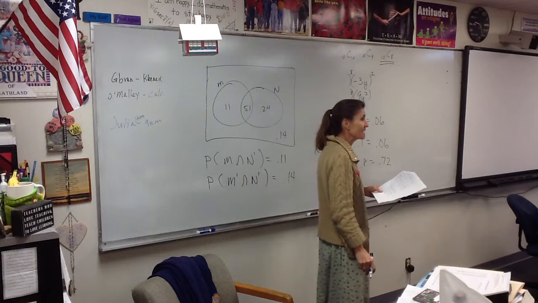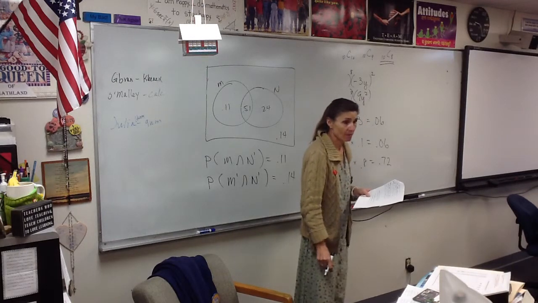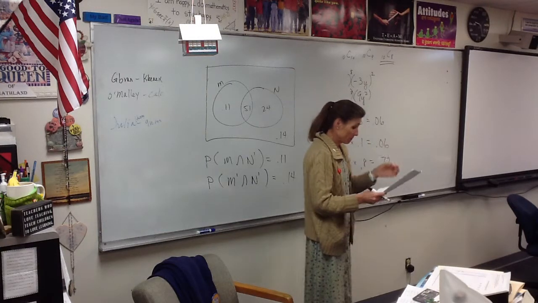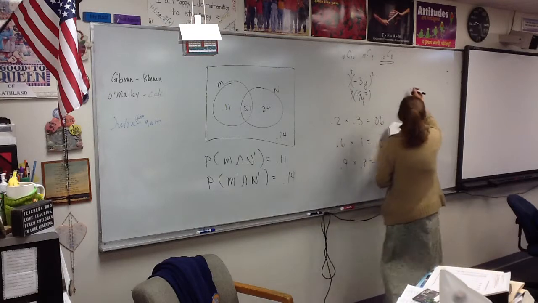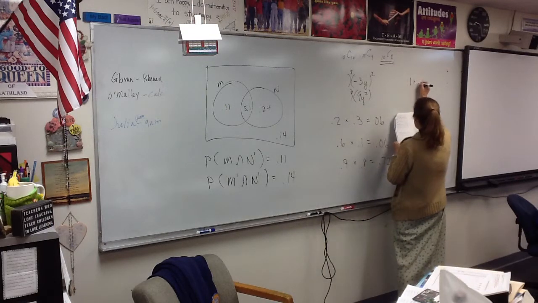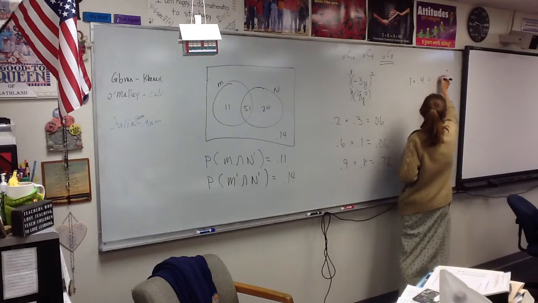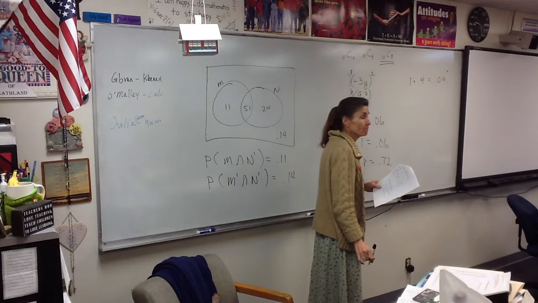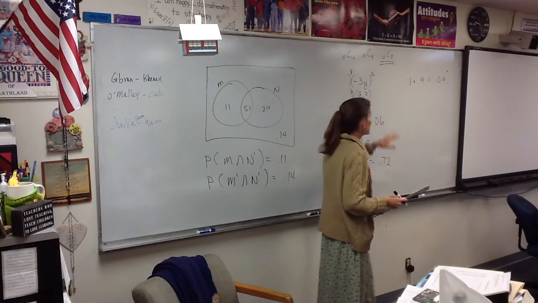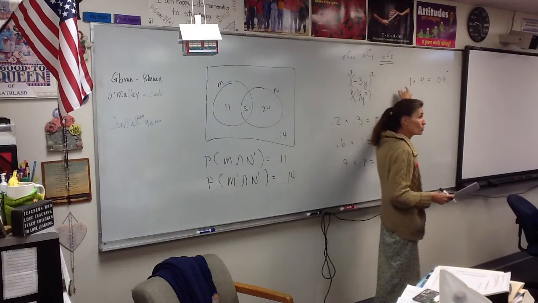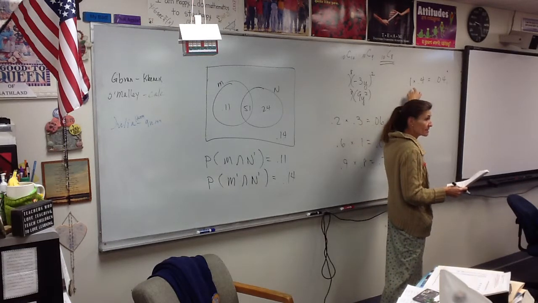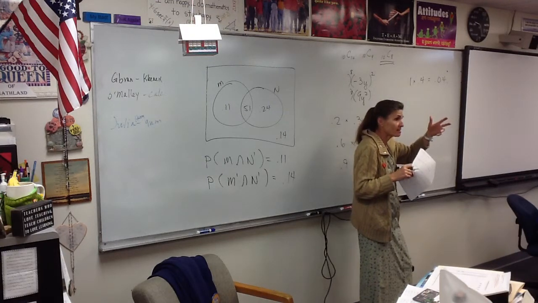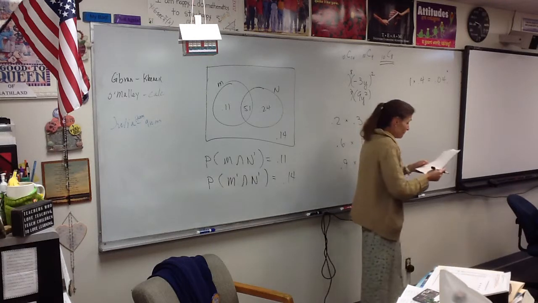One will like science and the other will like math. All right, one will like science and the other will like math. Okay, what's your thought on that? 0.1 times 0.4? We're not done. This is the probability of the first one liking science and the second one liking math. Is that what the question asked? No. What else could happen?